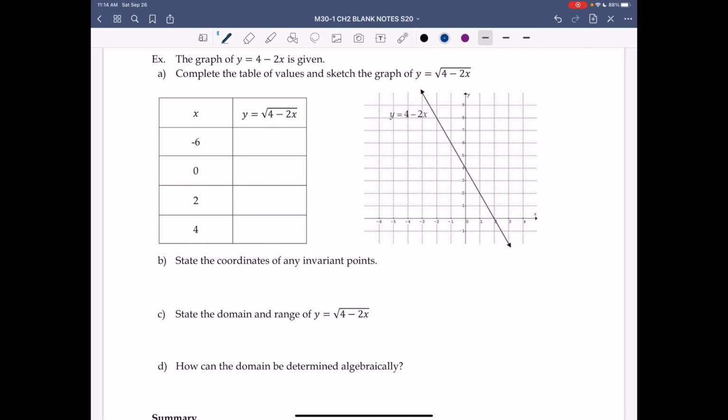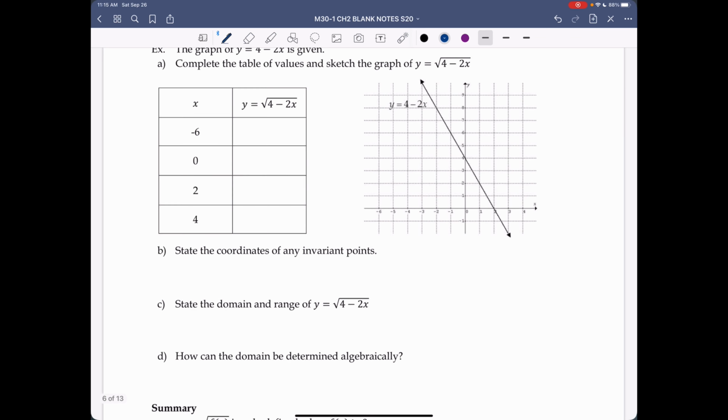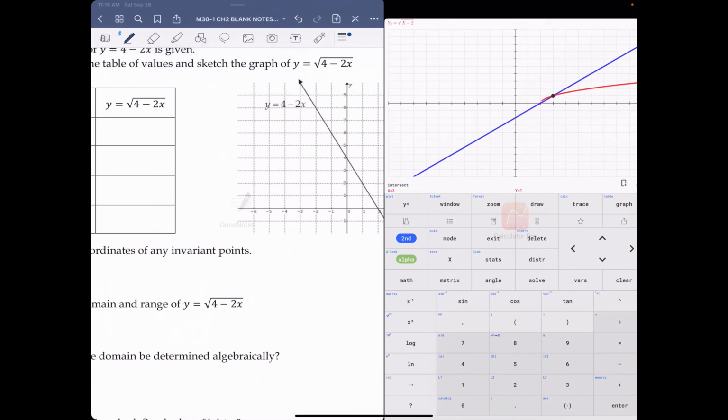The graph of y equals 4 minus 2x is given. Complete a table of values and sketch the graph of y equals the square root of 4 minus 2x. Let's plug our x values into our square root function, square root of 4 minus 2x, and calculate the y values for that function. Bringing out my calculator.